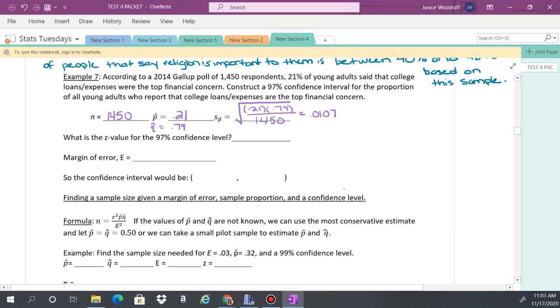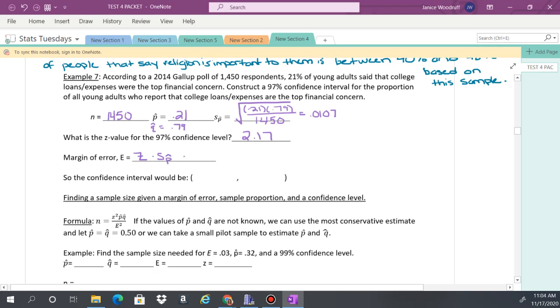Okay, always double check that, so maybe run it through twice, just to make sure. I don't want you guys to do the whole problem right and get it wrong because you did something like put 145 instead of 1450. All right, what's the z-value for 97%? Look that up in page 2 of your packet. Good, yeah, 2.17. Good.